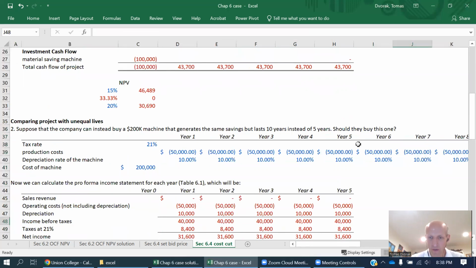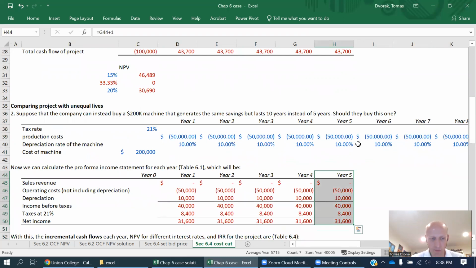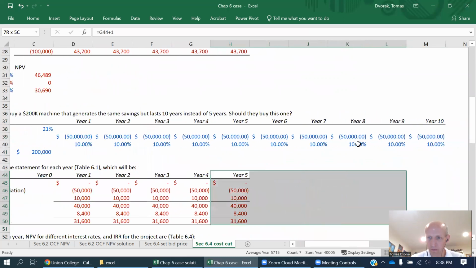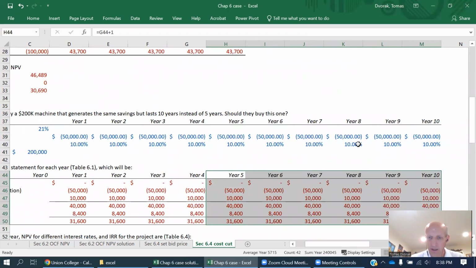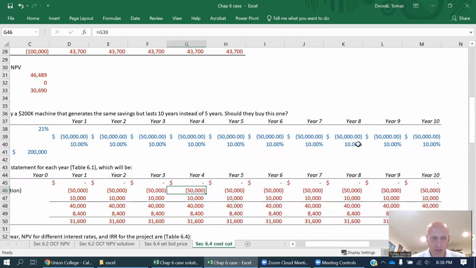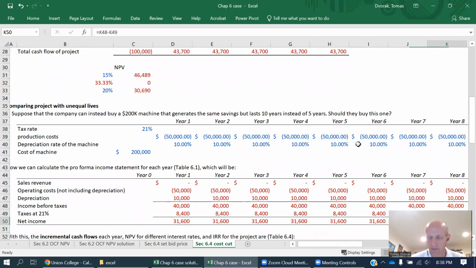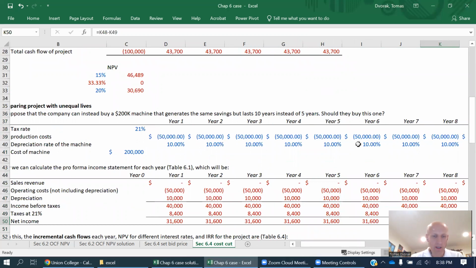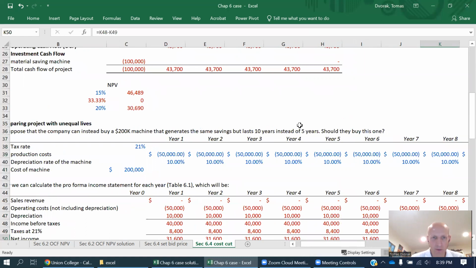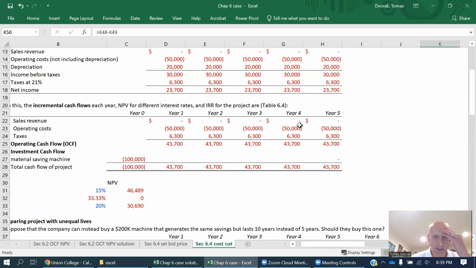We also need to change this table, of course. We're going to expand it. 1, 2, 3, 4, 5. Control R. Let's see, does anything need to be changed? This actually looks all pretty good. So this machine just generates 31,600 of net income, but it does it for 10 years. But let's see, something is off.